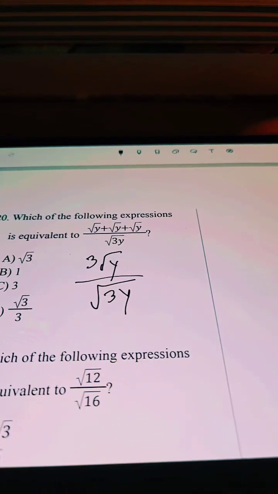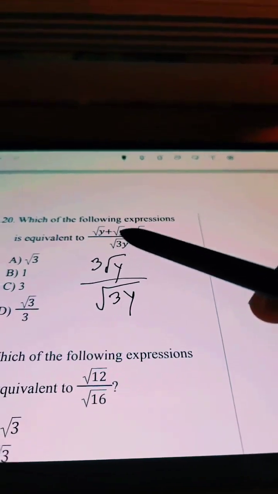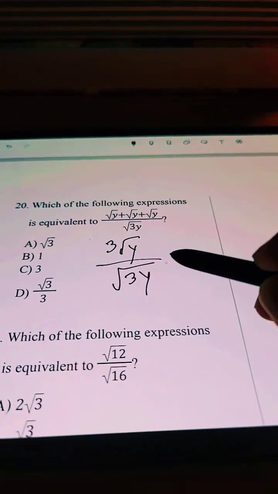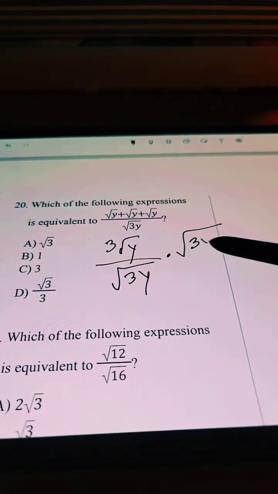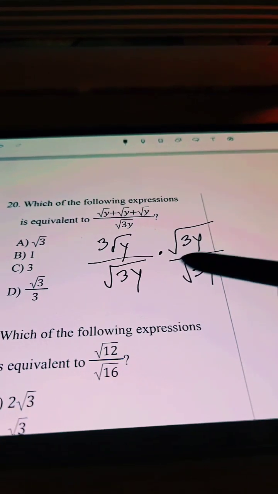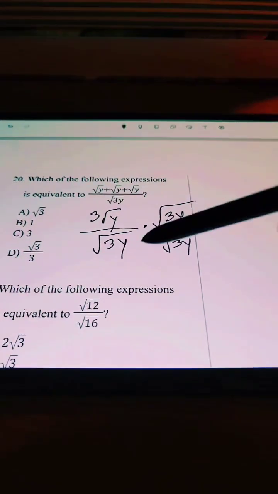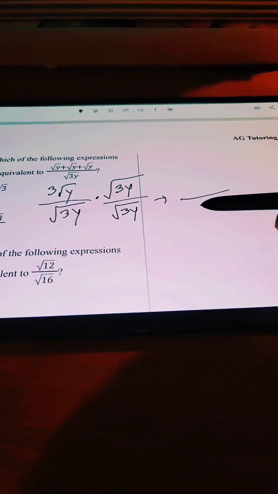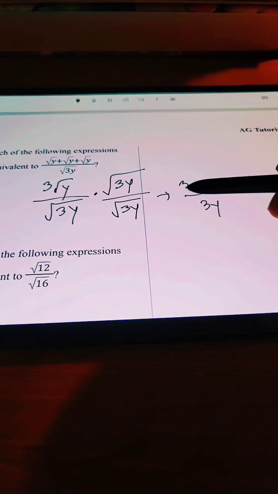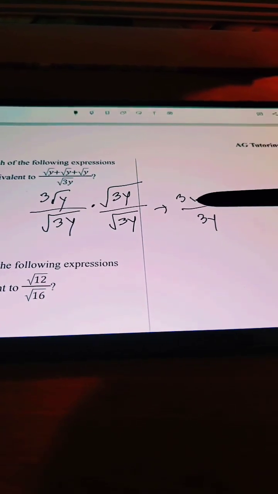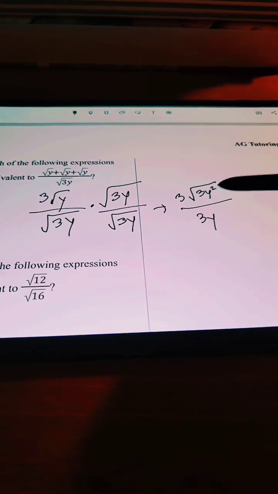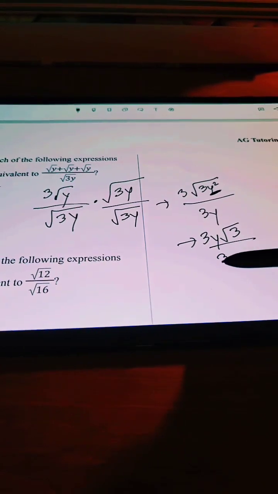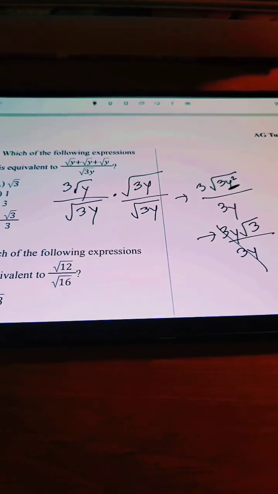So in math, we don't like having radicals on the bottom. Radicals are square roots or cube roots, all different types of roots. So in order to get rid of that, we have to multiply by root 3y over root 3y. And then that's going to get rid of the square root on the bottom, so we don't have to deal with it anymore. So then this is just going to be 3y on the bottom. And then we have 3 times, and on the inside, we're just going to have 3y squared. So then you can obviously take out this y. So then it's 3y root 3 over 3y. So you can cancel those out, and you're just left with root 3.